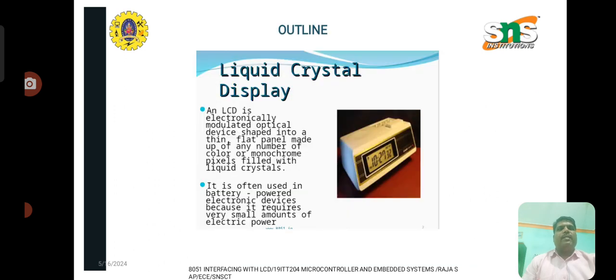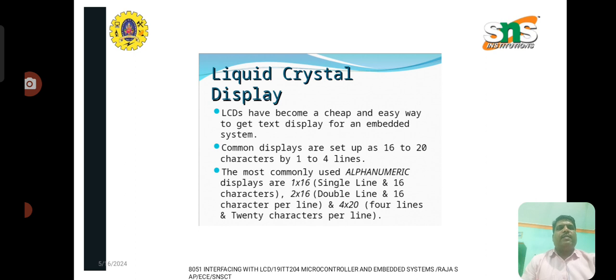A liquid crystal display is an electronically modulated optical device shaped into a thin flat panel made up of any number of color or monochrome pixels filled with liquid crystals. It is often used in battery powered electronic devices because it requires a very small amount of electrical power. Liquid crystal displays, LCDs, have become a cheap and easy way to get text display for an embedded system.